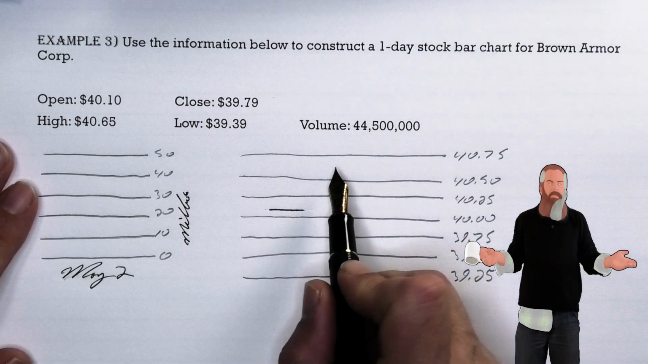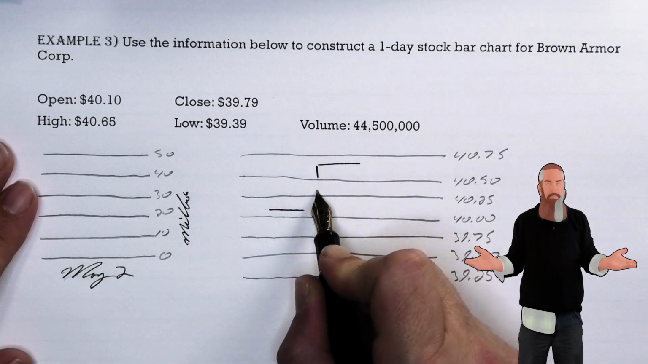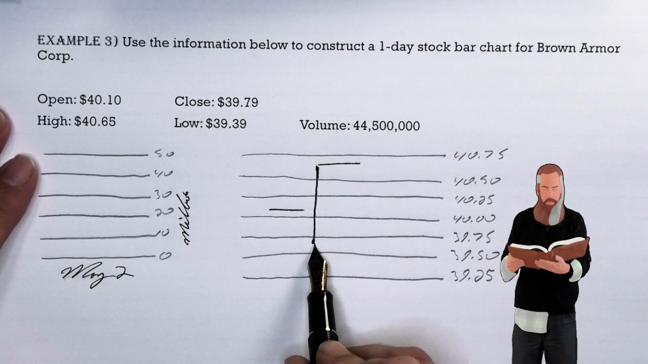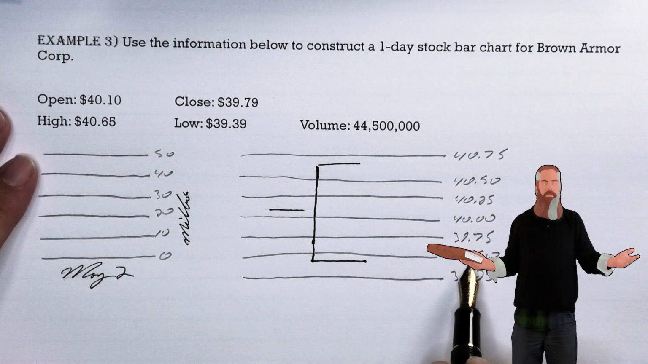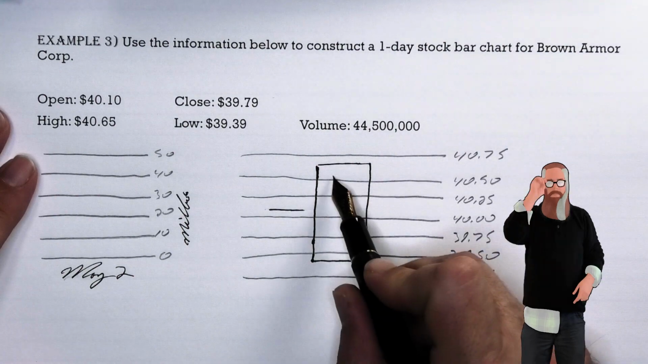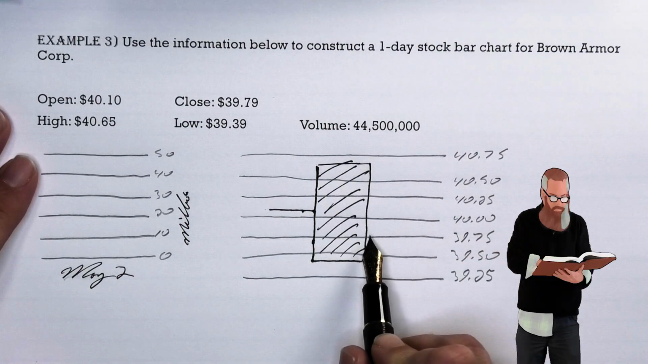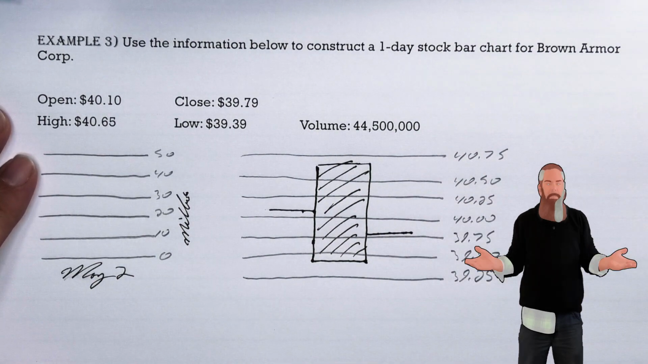The high was at $40.65. So we get the top of our bar. The low was at $39.39. So we can come all the way down to just below $39.50. This is going to give us our whole bar, which would get filled in. Now the close was at $39.79, just a smidgen above $39.75.